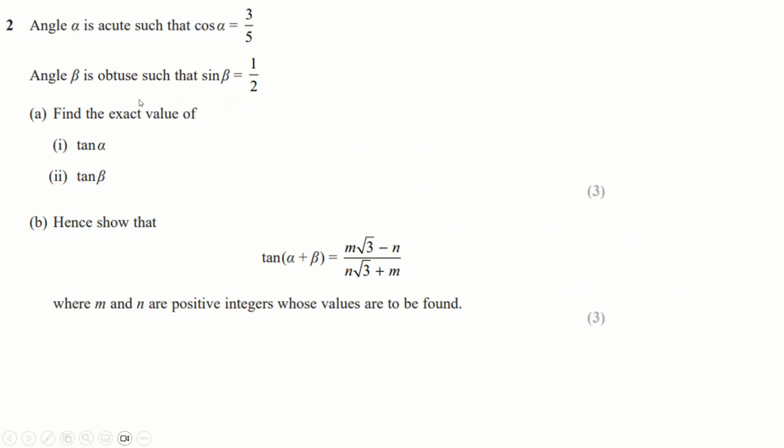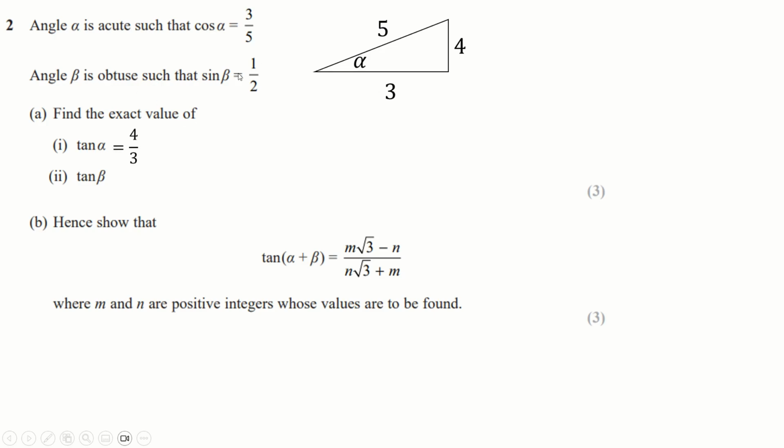Cool. Question 2 then. Cos alpha is this. You can draw a little triangle if you want and just say cos alpha is adjacent over hypotenuse, so that's adjacent over hypotenuse in a right angle triangle. Pythagoras says that this length is 4, which we all recognize, I guess. And then, of course, tan alpha is just 4/3. So that would be one way of doing it.